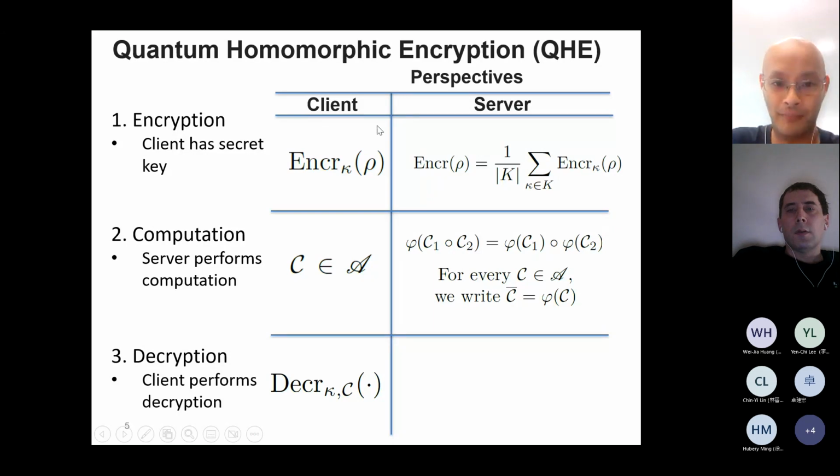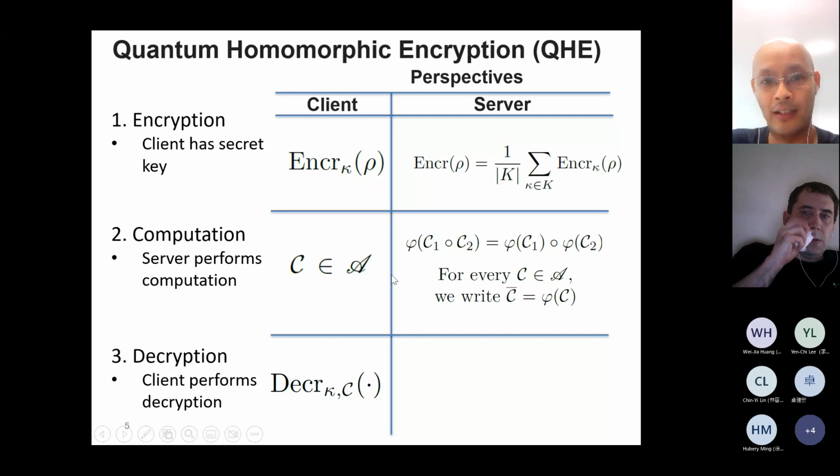So after the client has encrypted the stuff, then there's this computation, which is a quantum channel from a set of allowed channels. I use A to denote the set of allowed channels that denote the computation. And in quantum homomorphic encryption, there's this word homomorphic. So the question is, what's homomorphic?